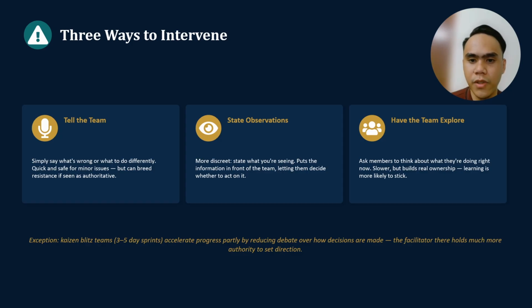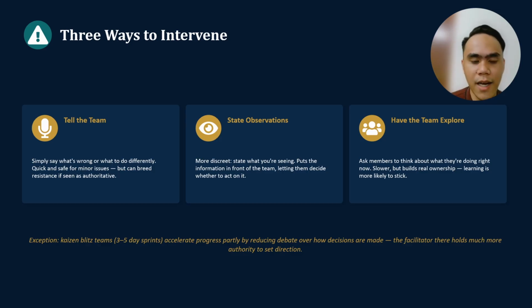Second is to state observations. This is a slightly more discreet approach, where the facilitator simply states what they're seeing that the team may want to do differently. So this puts the information in front of the team without telling them what to do about it, letting them decide for themselves whether to pay attention to it.